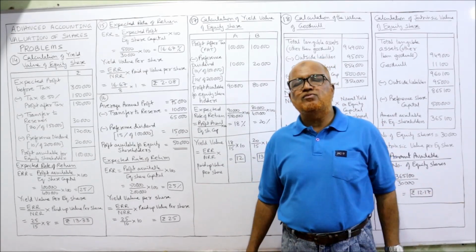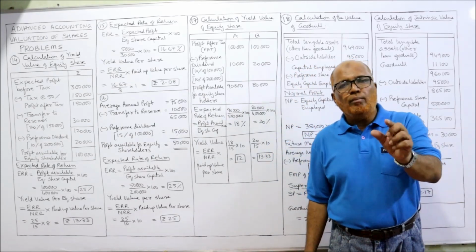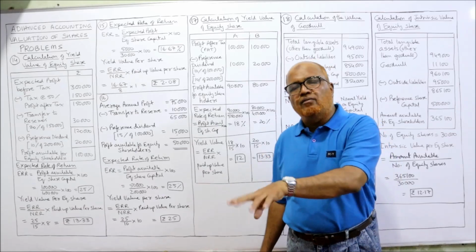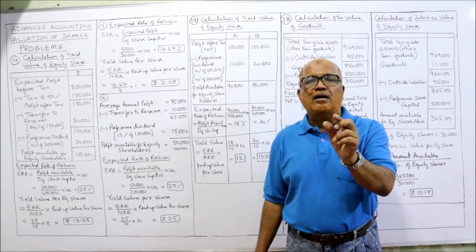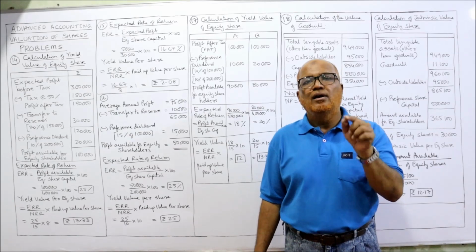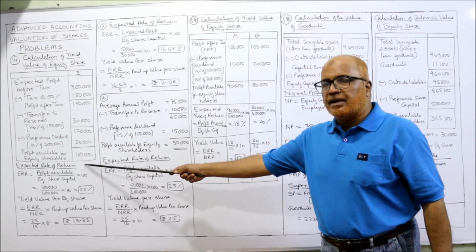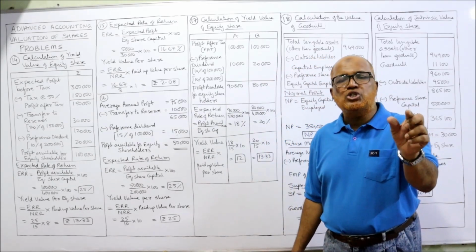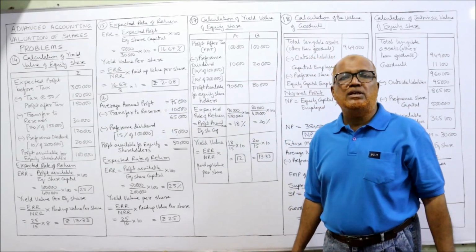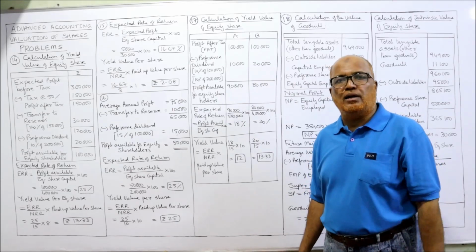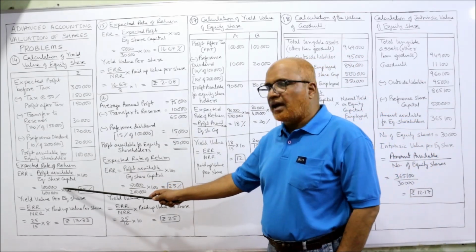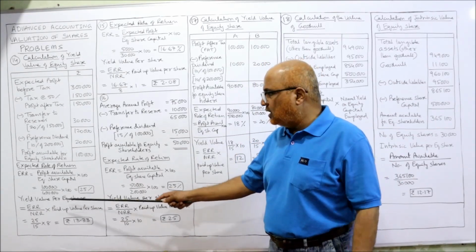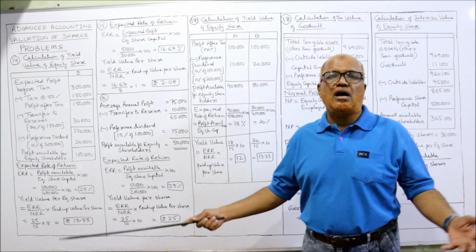Already in so many problems we have applied this formula. So normal rate of return will be given in the problem. Paid up value per share will be given in the problem. But expected rate of return is not given. We have to find out. So here expected rate of return, ERR, is profit available for equity shareholders divided by equity share capital into 100. So here profit available 1 lakh, and in the problem you can see equity share capital is 4 lakh rupees. Divide by 4 lakh into 100, 25% ERR.